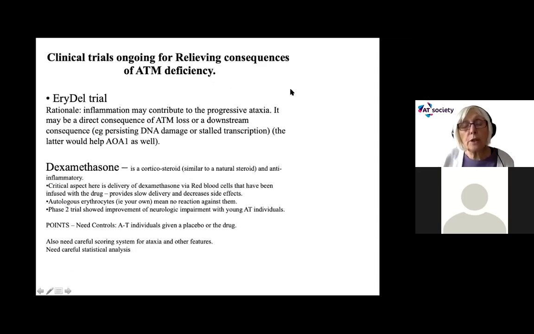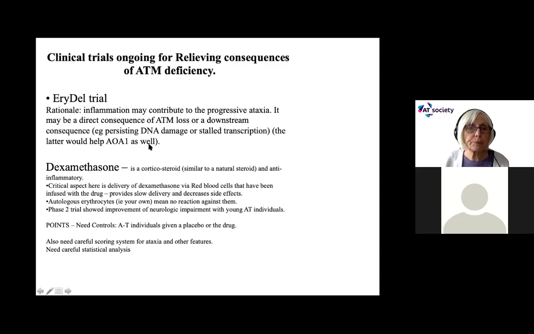So one of the trials that you probably know about is called the Eridel trial, or is also called the ATEST trial. And the rationale for that is that inflammation may be a factor contributing to the progressive ataxia. It may be a direct consequence of ATM loss, or something downstream, such as the fact that they're not functioning normally. And if it was this downstream function, then we would expect this treatment to be helpful for AOA1 patients as well.